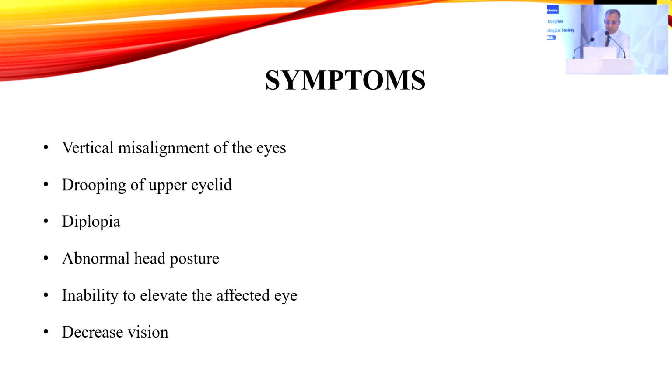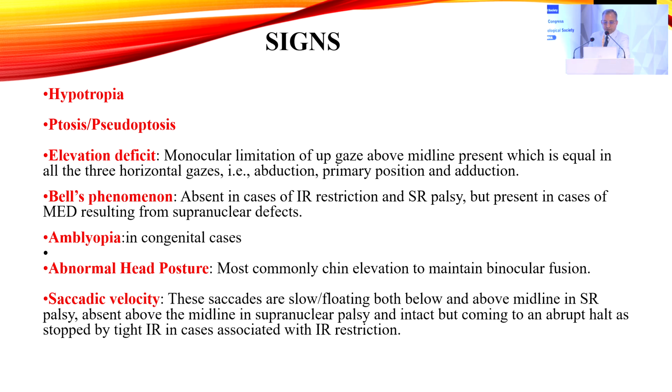Patients can present with vertical misalignment of eyes, drooping of upper lid, diplopia, abnormal head posture, inability to elevate the affected eye, and decrease in vision. There is presence of hypotropia, presence of ptosis and pseudoptosis. There is limitation of elevation above midline, which is equal in all three horizontal gazes. This is adduction, primary position, and abduction.